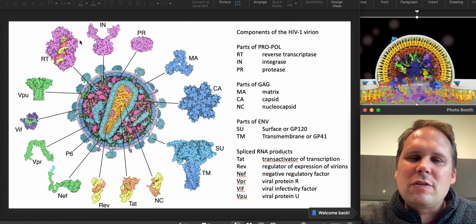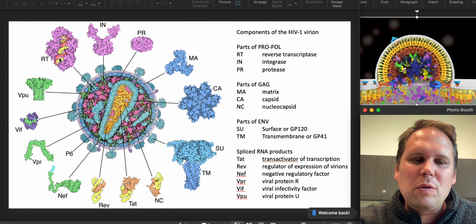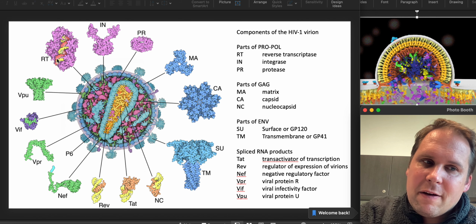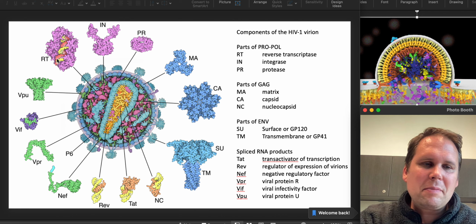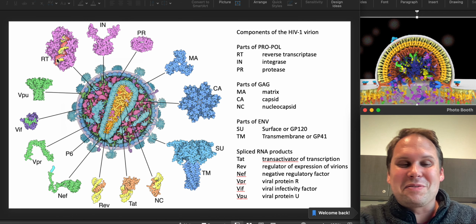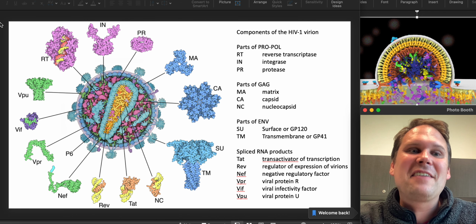So, there are going to be those three components from the pro-Pol region. They all make it into the virion, which is rare for positive strand viruses. Most commonly, positive strand viruses will not package their polymerase. But retroviruses do it the retrovirus way, and so they definitely package everything.